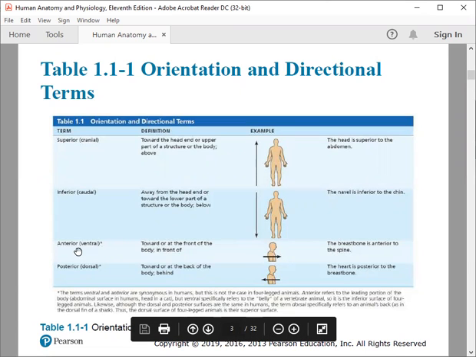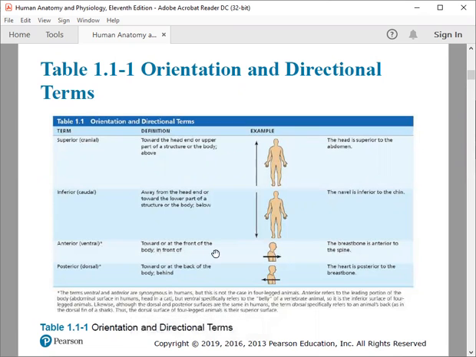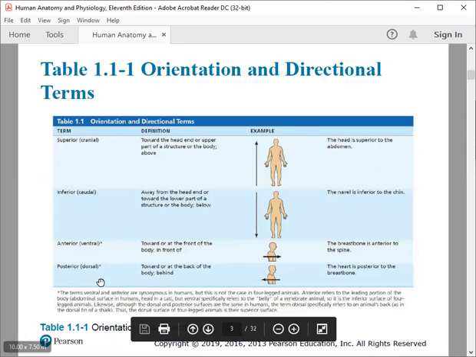All right, and then below that we have anterior, which is also referred to as ventral. That is toward the front of the body. And then posterior or dorsal is towards the back of the body or behind.